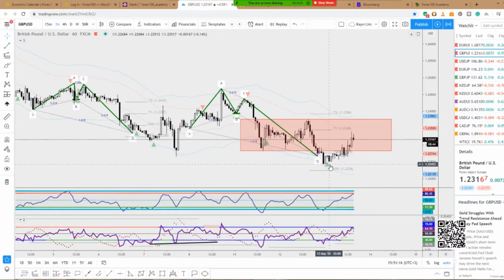Towards the first target. So what happens if you miss the setup? Just wait, alright, just wait.